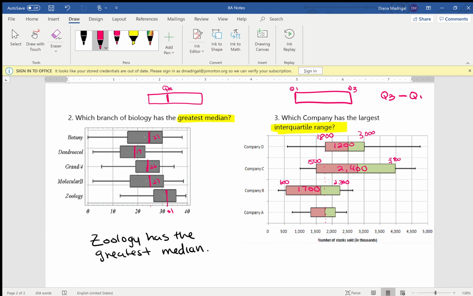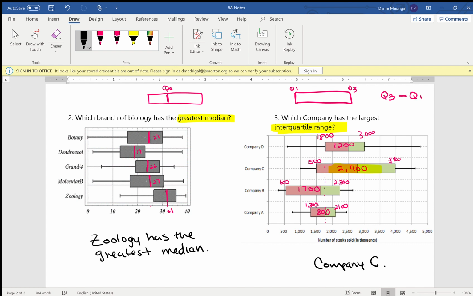Okay, and then the last one, finally, I'm going to round it to 1,300. And this one, I'm going to round to about 2,100. Okay, 2,100 minus 1,300 gives me 800. So which one has the greatest interquartile range? You'll notice that it's 2,400. So my answer for this will be company C.